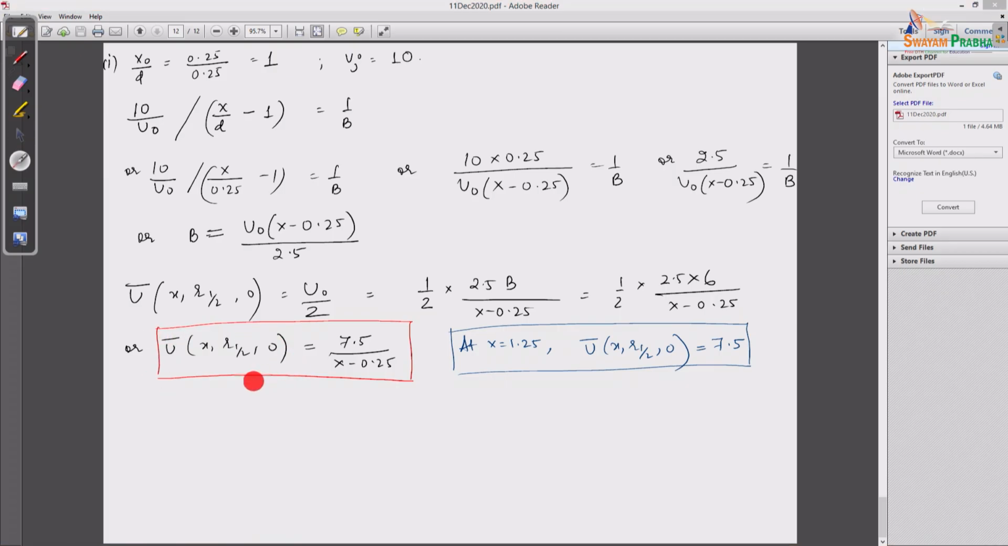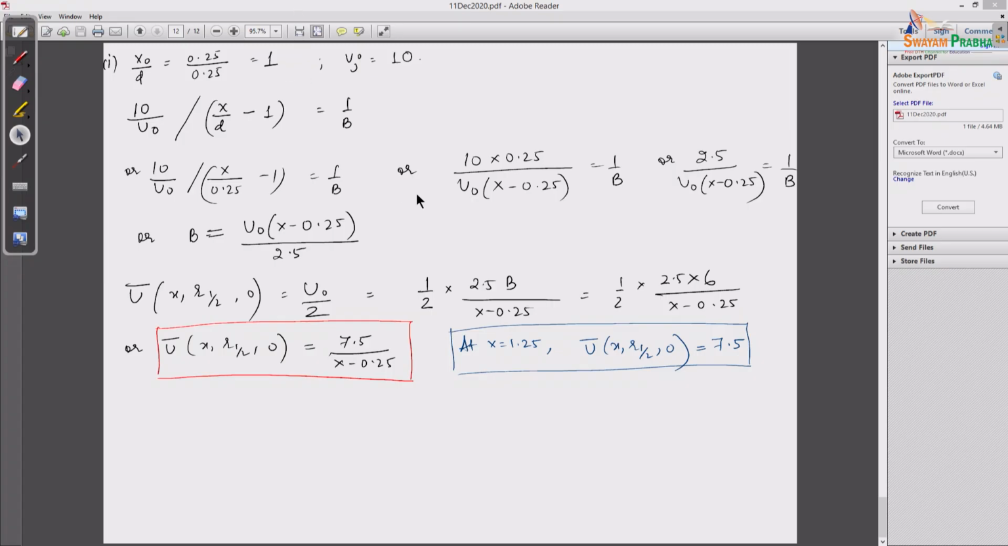For the first jet, the u mean at the jet half width is equal to 7.5 by x minus 0.25, and we know that u mean is a function of x as well. Taking a particular value of x, say 1.25, we got the u mean at the jet half width to be equal to 7.5. I think we had stopped here, and we said that you go ahead and calculate these things for practice for the other 4.